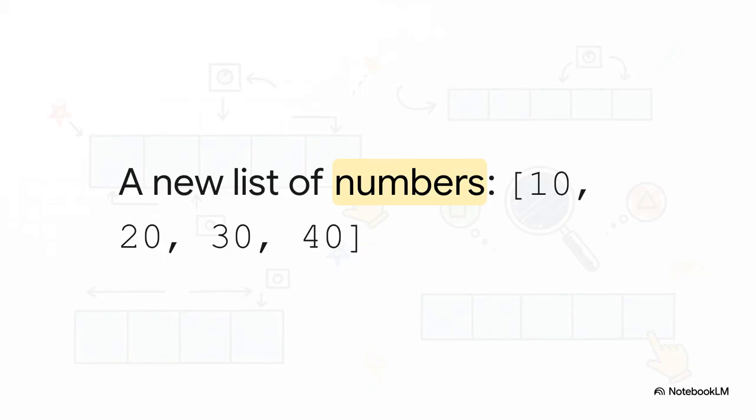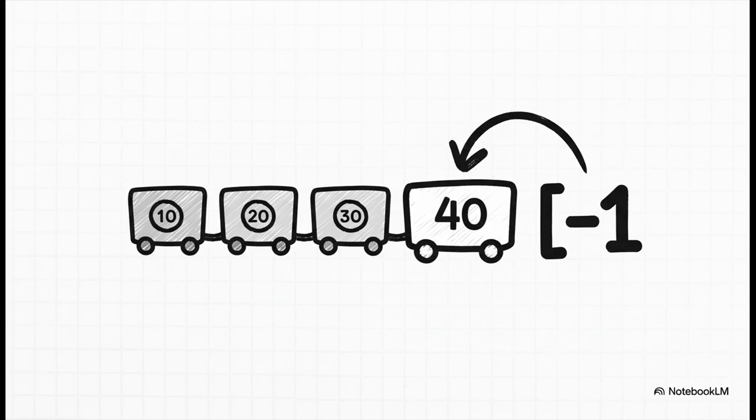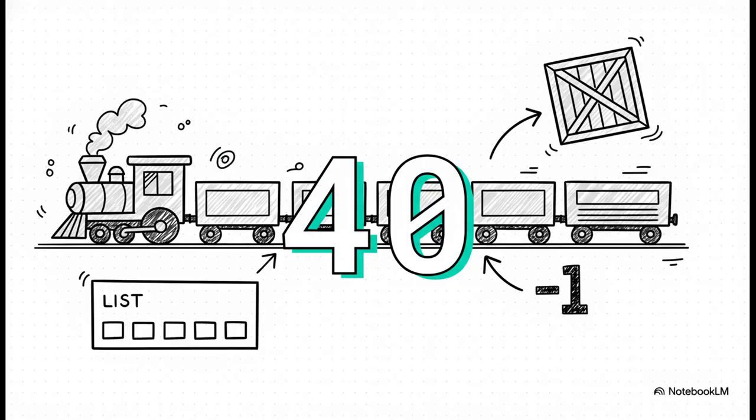Here's a new train. This one's carrying a list of numbers, 10, 20, 30, and 40. Our mission is to grab that last item, the 40, without caring how long the list is. So instead of trying to figure out, okay, there are 4 items, so the last index is 3, we just use the shortcut. We simply tell Python, hey, give me the item at index -1. It's so clean, so readable, and it just works every time. And there it is. Python gives us 40. We grabbed the cargo from the caboose, and we never even had to count the cars. So remember, -1 is your best friend when you need that last element.